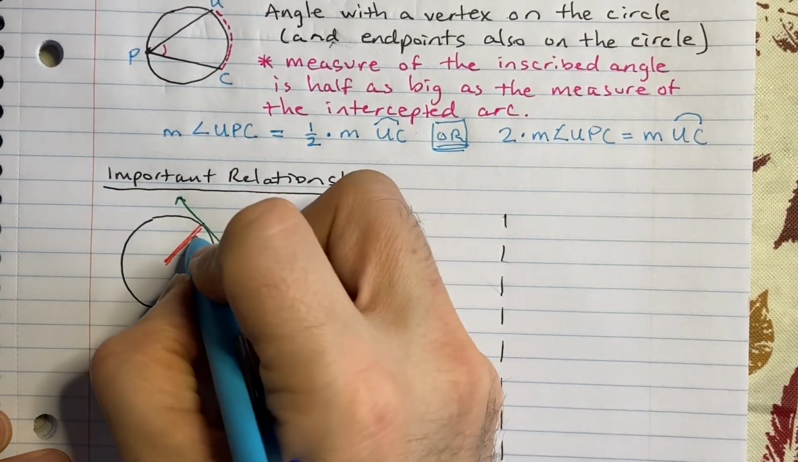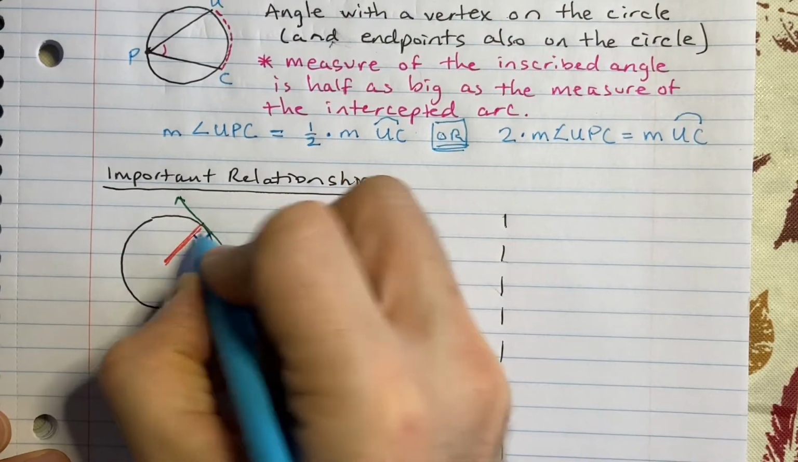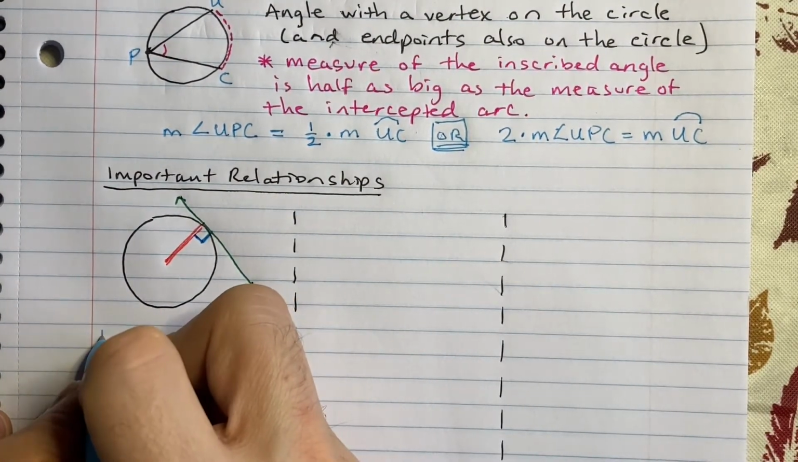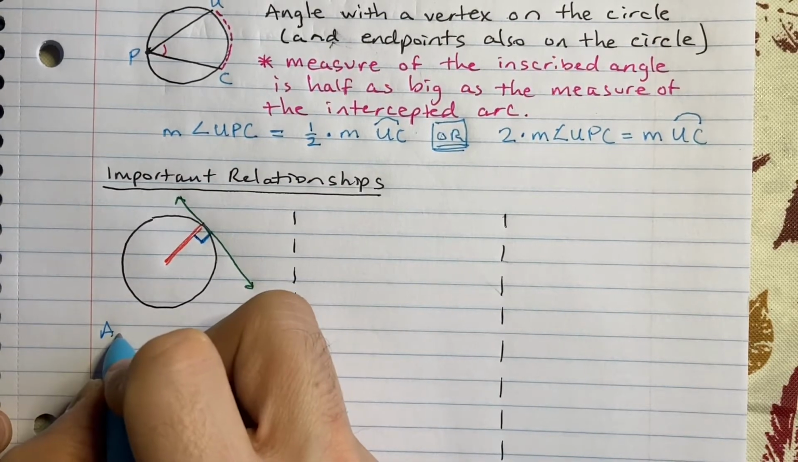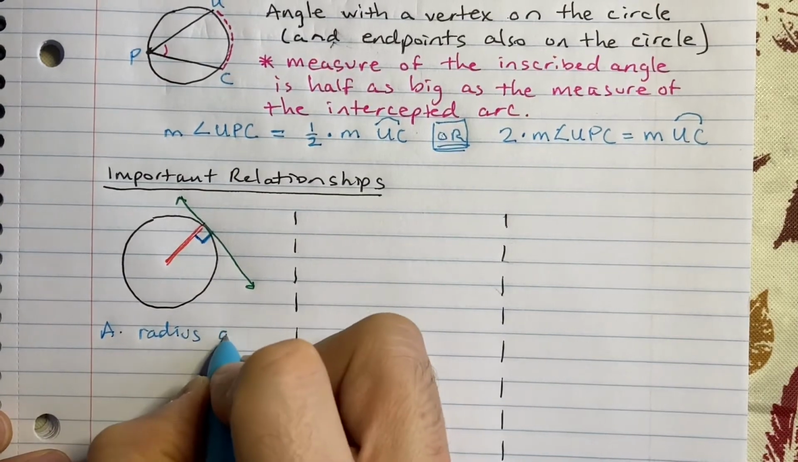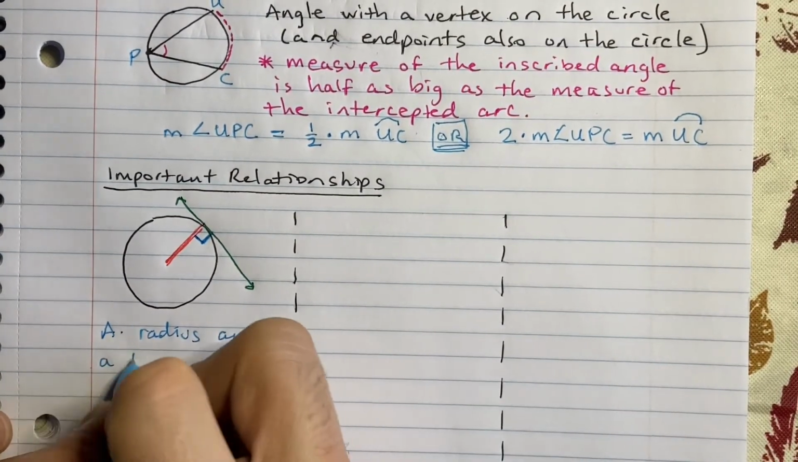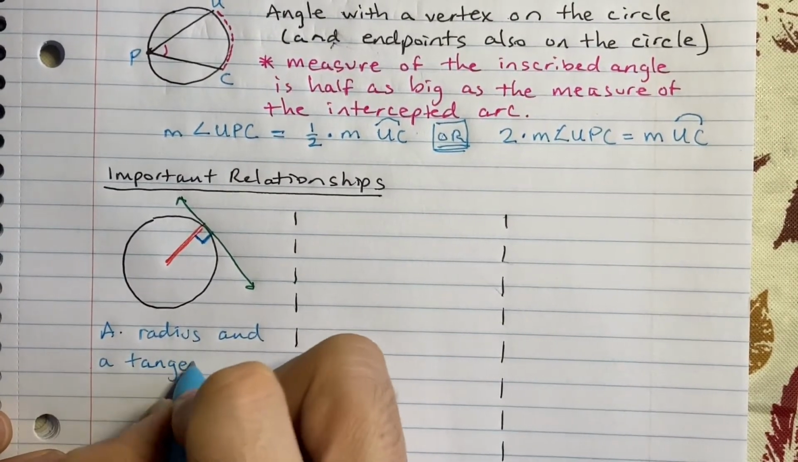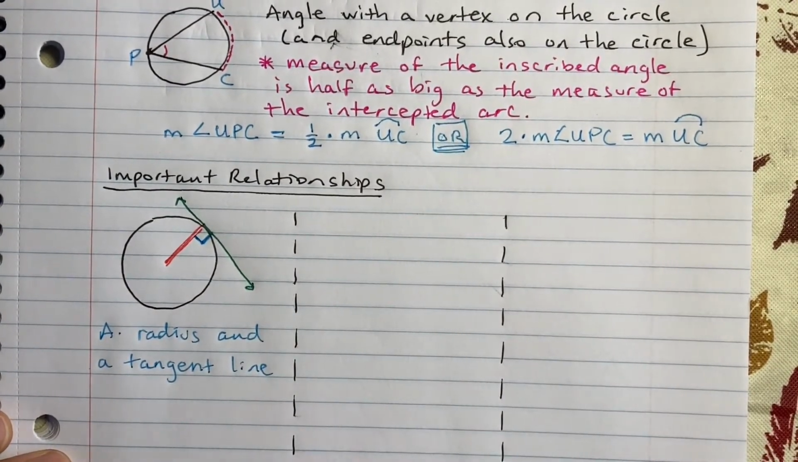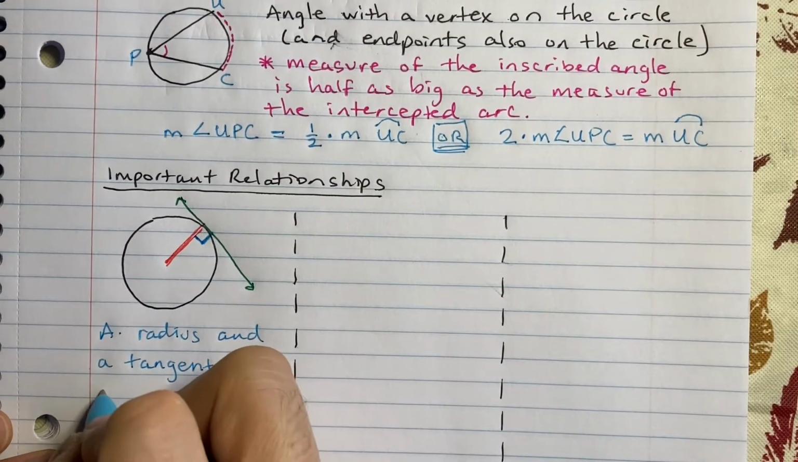And that important relationship is that those form a right angle. So I would say then a radius and a tangent line meet at a right angle. That could also be a tangent segment, but they meet at a right angle.